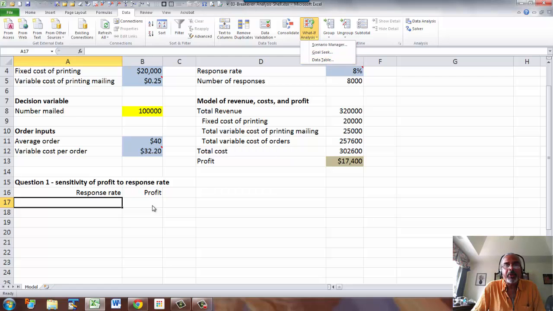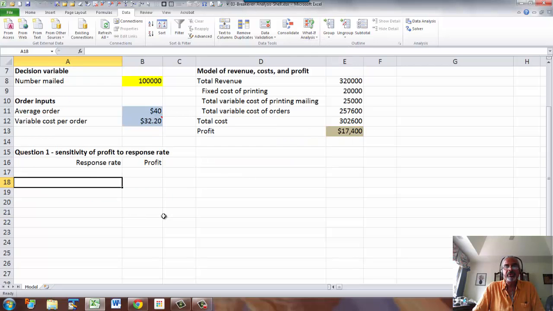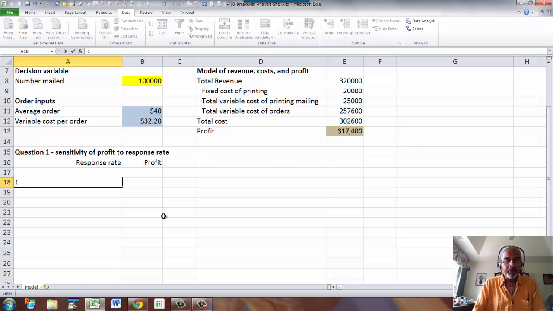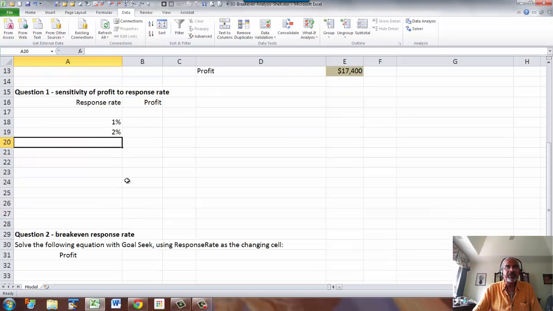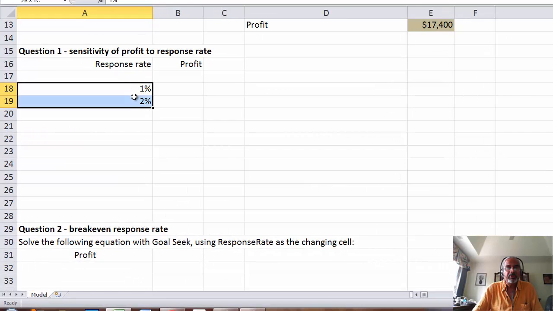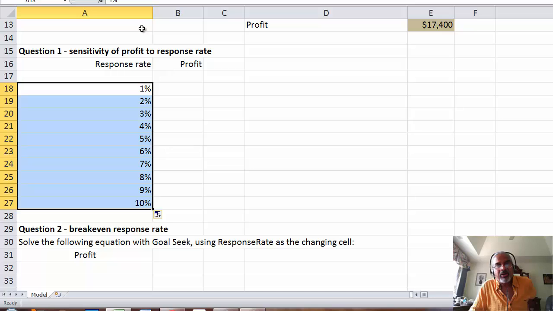And the data table command is under Data, What-If, Data Table. But before we apply the data table command, we have to set up the input values for the different response rates. Now we want to use 1% through 10% as the possible response rates for this independent variable. So we can set up 1 to 10% by typing 1% and 2% and then making a plus and dragging, and that will generate the rest of the values for us. Now notice that I have left the top row blank.